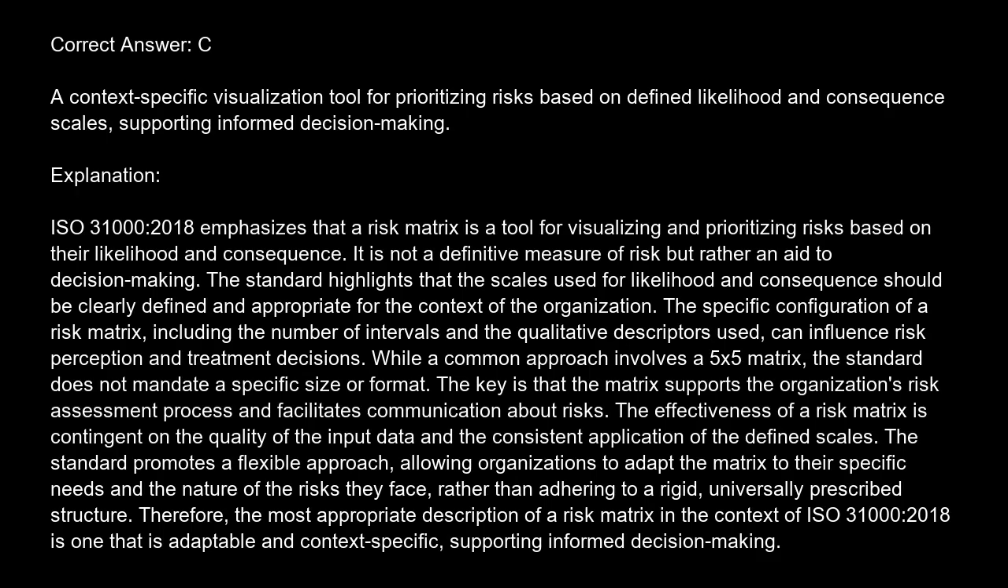Correct answer is C, a context-specific visualization tool for prioritizing risks based on defined likelihood and consequence scales, supporting informed decision-making. Explanation: ISO 31000:2018 emphasizes that a risk matrix is a tool for visualizing and prioritizing risks based on their likelihood and consequence. It is not a definitive measure of risk, but rather an aid to decision-making.